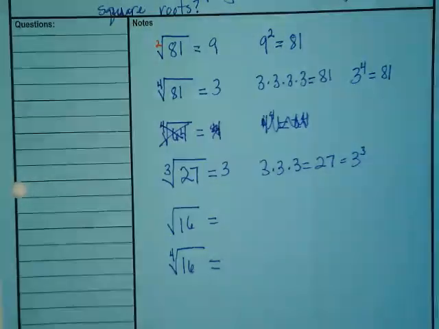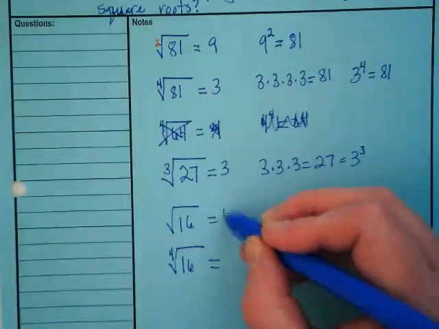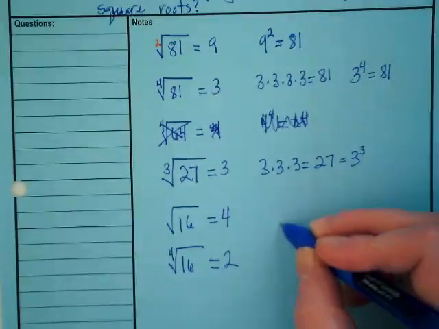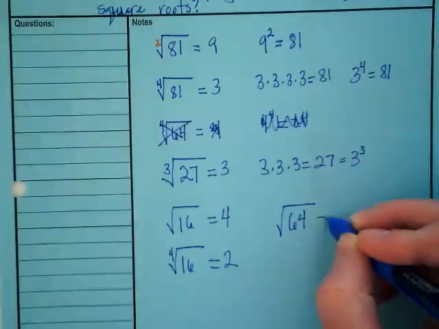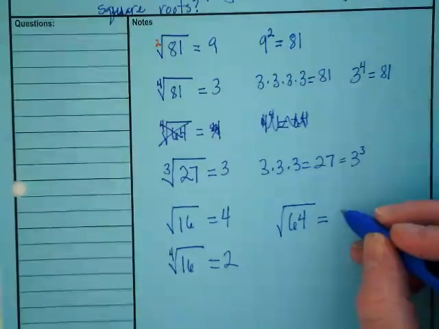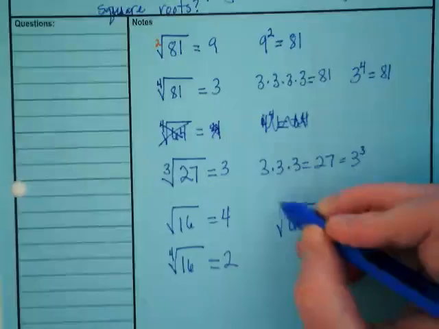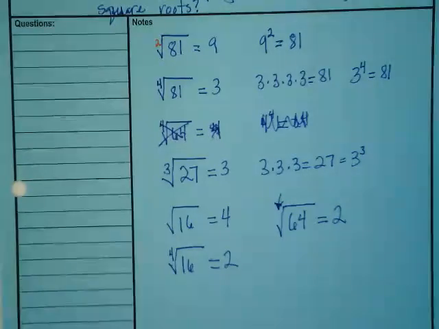The first one is 4. The second one is 2. We're going to go backwards. Going back to 64, I'm going to tell you that it's not going to be equal to 4. I want this to be equal to 2. So I want you to come up with what number would be here in the index. How many times are we multiplying 2 to get to 64?